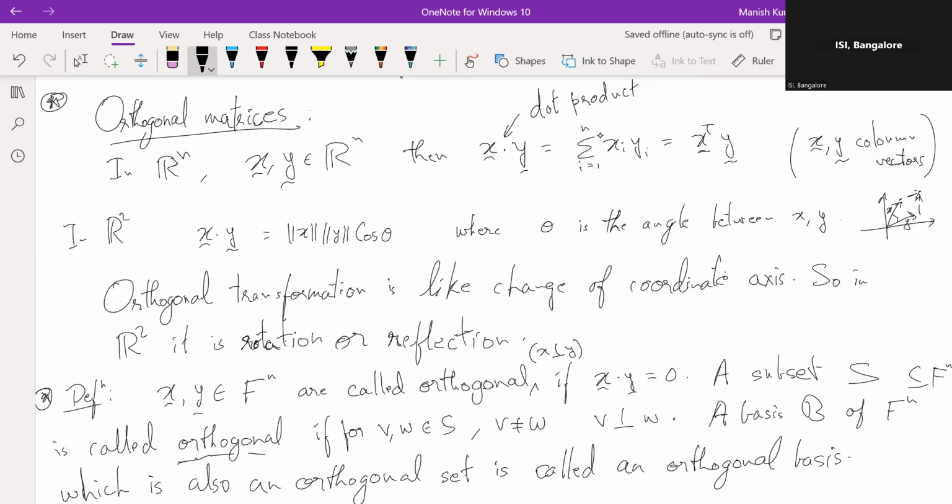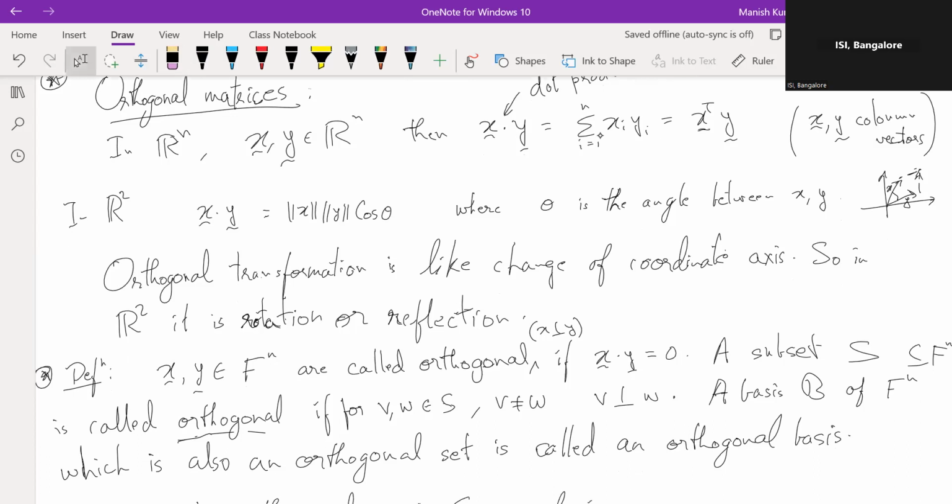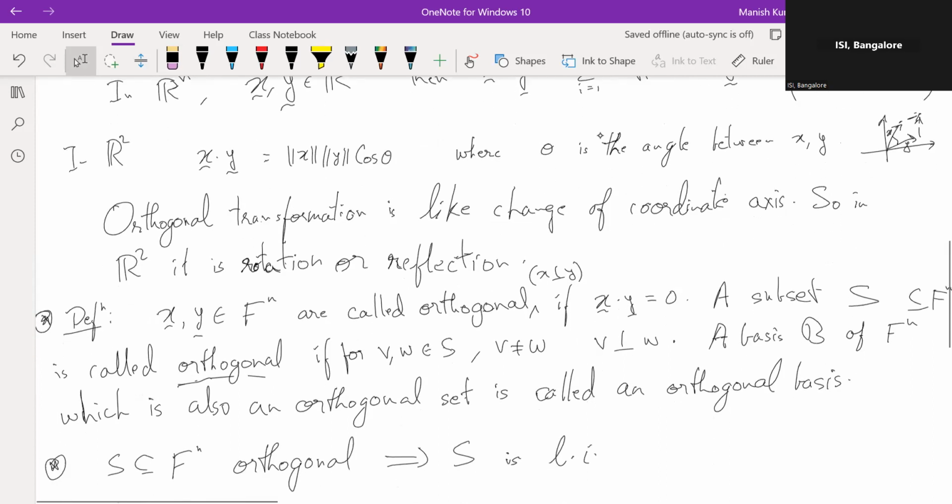In other words, we are rotating both the vectors by the same angle, or you can flip it. Roughly these are the rotations. So in R2, it is either a rotation or a reflection. Once we define orthogonal matrices and orthogonal transformations more precisely, we'll see these are the only orthogonal transformations of R2. So let's define it.